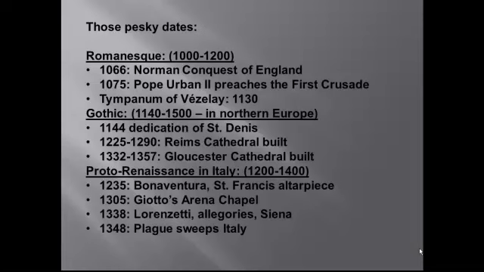Basically, the heart of the Romanesque period lies around 1100, the heart of the Gothic period around 1200, and the Proto-Renaissance in Italy is mostly the 14th century or the 1300s. I've included just a few more dates to help you out here.